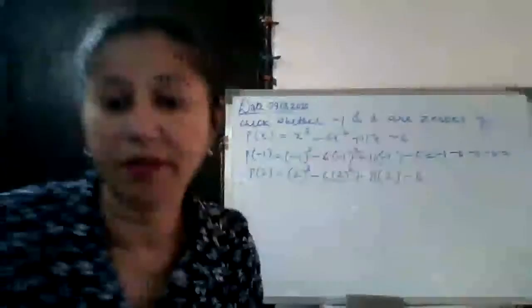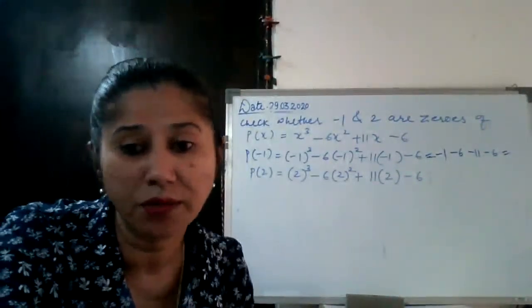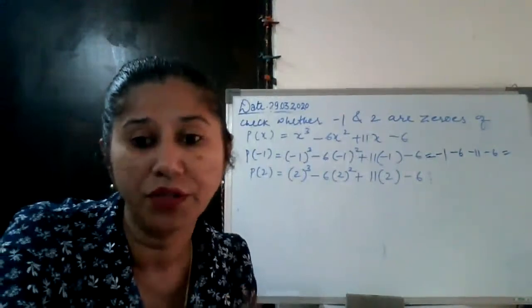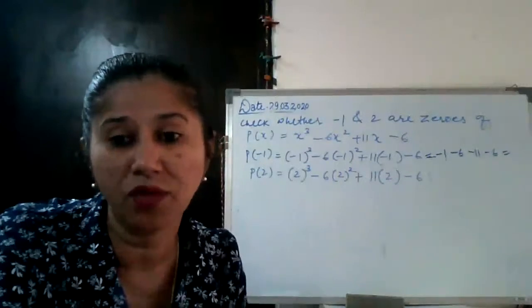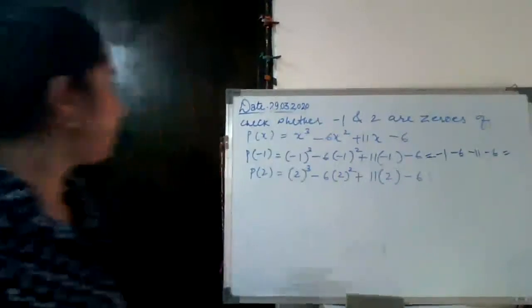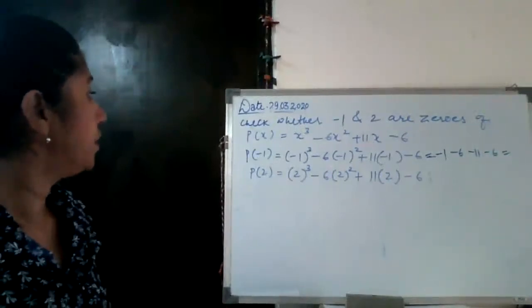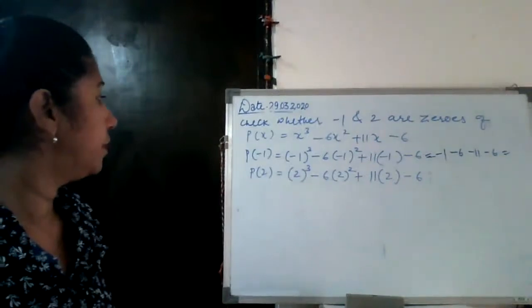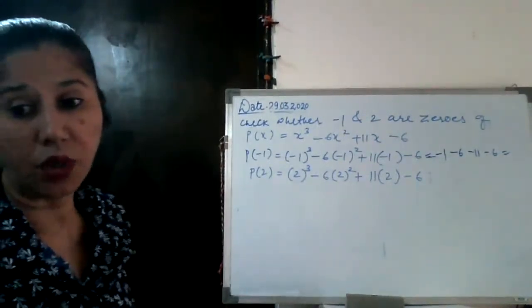Can you check it? Both are factors. I didn't ask you about the factors right now. I'm saying what are the values of P of minus 1 and P of 2. Come on, tell me the values first. I want to see how you're substituting. Okay, P of 2 is 0.